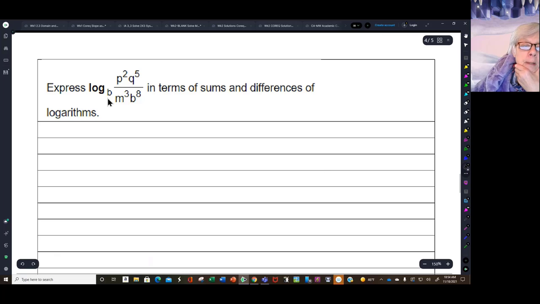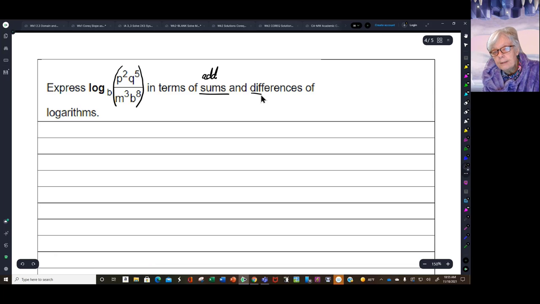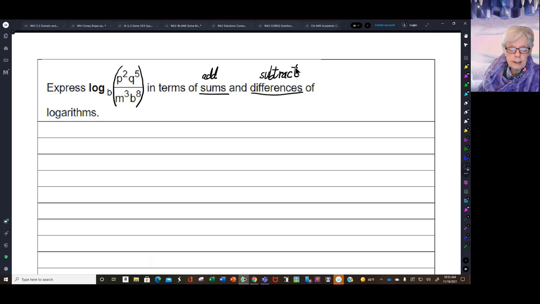Okay, here we have log base b of, and I'm going to put parentheses around this argument because it's very complicated. All right, so what are we going to do? We are going to slowly unpeel this. Notice that the instructions say express this log in terms of sums, that means addition, and differences, subtraction. Now this takes moving really, really slowly because you've got to be very, very careful.